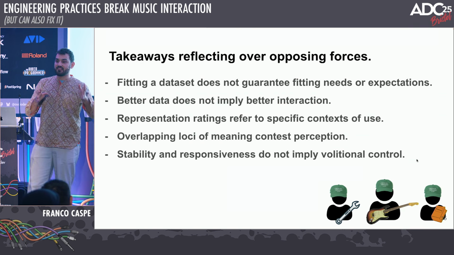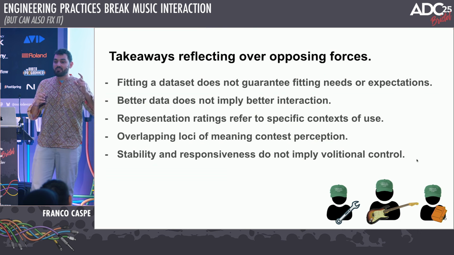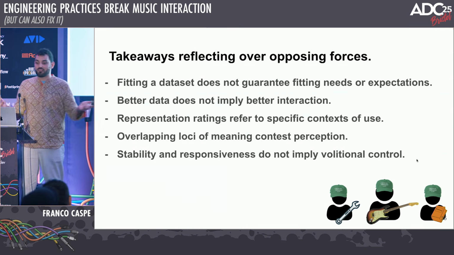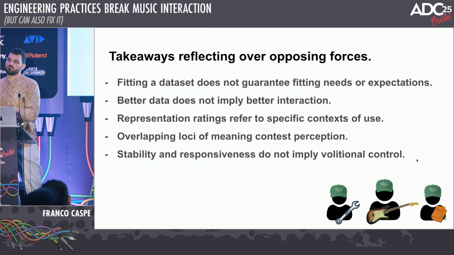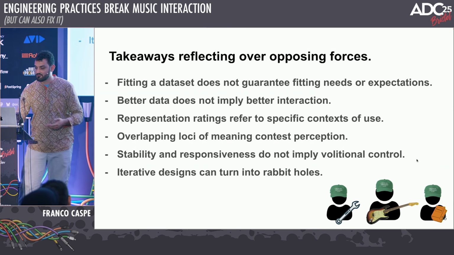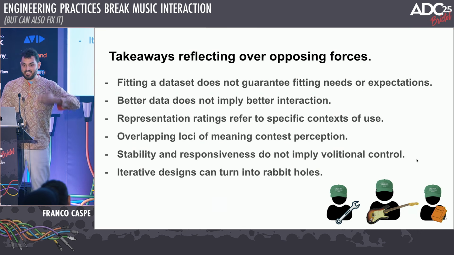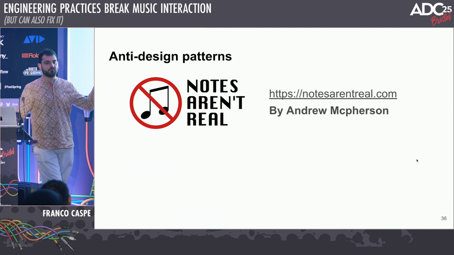And remember that as engineers we designed these systems to have really clear meanings, because we want to make them stable, and we want to make them low latency so that they are responsive. That doesn't mean that they will have volitional control because of the representations that we put there. And again, this is the sad part of it. You can iterate over a design and end up in a rabbit hole if you don't get to the core problem, which maybe is your representations. Again, this is some food for thought.